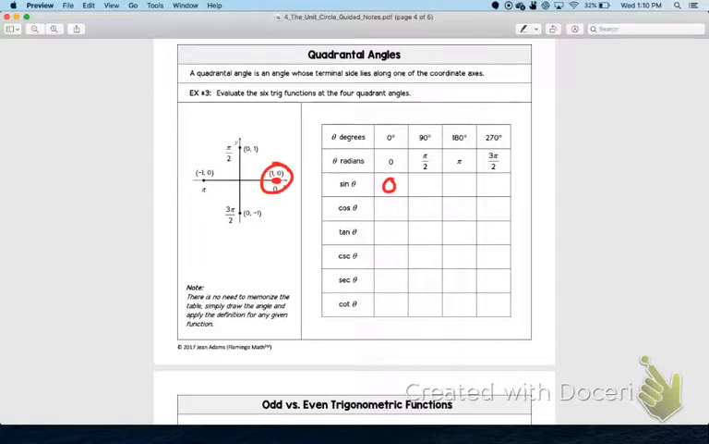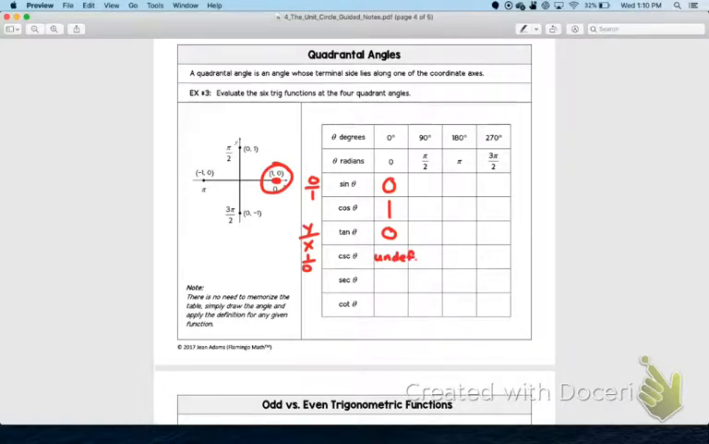Your cosine is the y, which goes down now, is 1. Your tangent is, remember, tangent is y over x, so 0 over 1, which is 0. Cosecant is the reciprocal of your sine. So technically, my sine was 0 over 1. If I do the reciprocal and do 1 over 0, you can't have 0 in the denominator, so that is undefined.